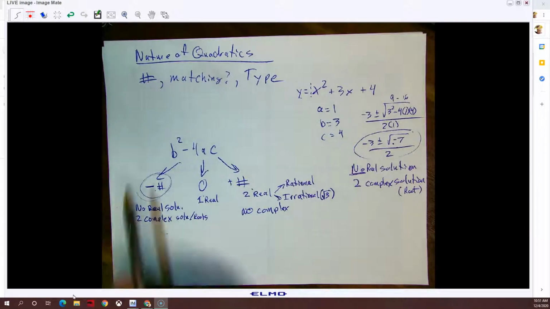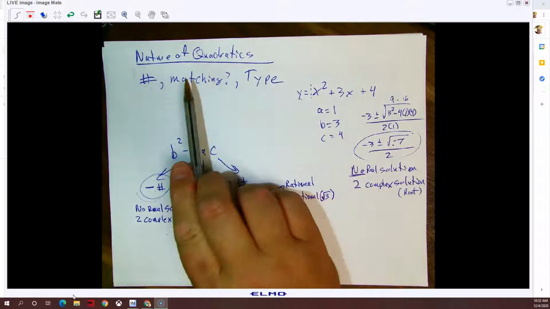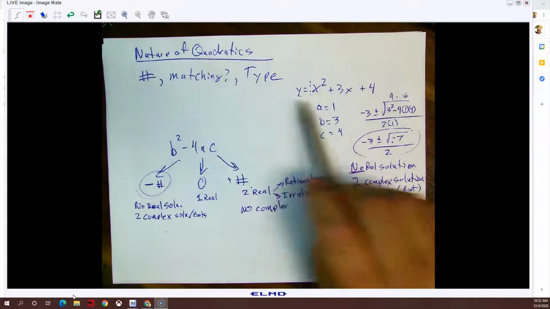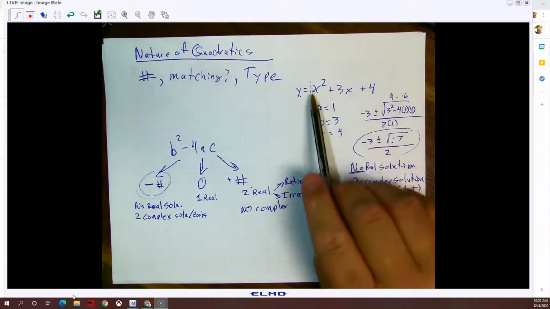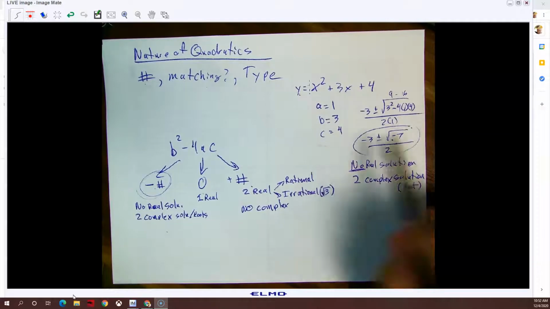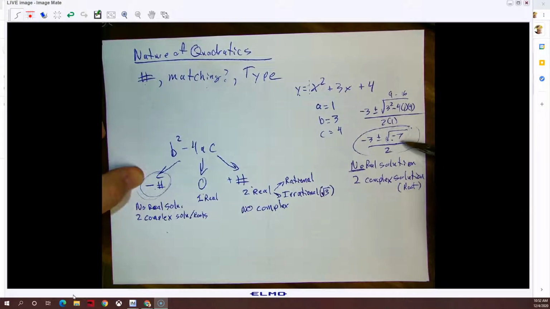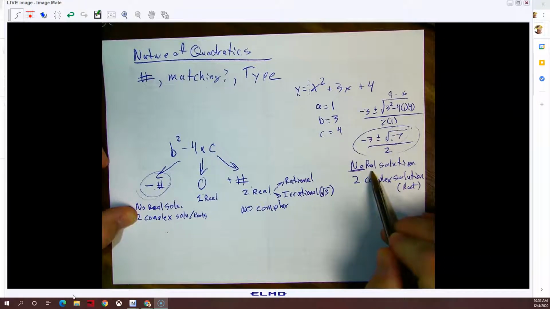So, with that in mind, we not only need to know the number, we need to know the type of solutions, and we're also going to talk about this idea of matching. Do they match or not? With that in mind, let's take a look at our first example. Our first example is x squared plus 3x plus 4. So obviously a is 1 because we have the understood 1 as the leading coefficient. B is 3, C is 4. We plug it in. We say, oh, look, underneath the square root, the discriminant is negative 7. So I have negative for the discriminant, no real solutions, two complex solutions. So we can't say no solutions, just no real solutions.